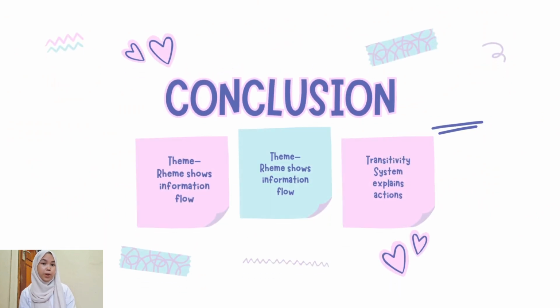To conclude this presentation, we can see that theme and rheme, the mood system, and the transitivity system work together to help us understand meaning in language. Theme and rheme help us understand how information flows in a clause. The mood system shows how speakers interact and exchange meaning. The transitivity system explains how actions, events, and situations are represented. By using these three systems, we can analyze language more deeply and clearly.